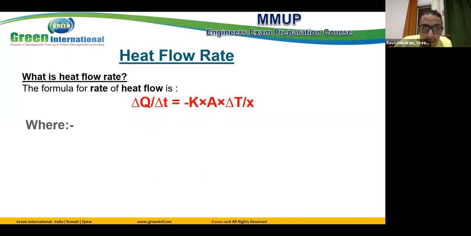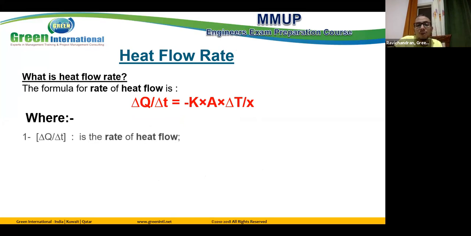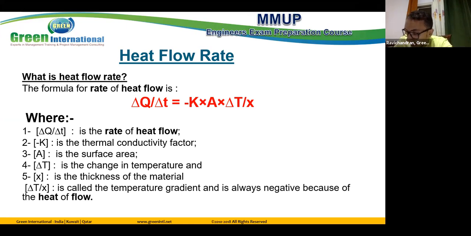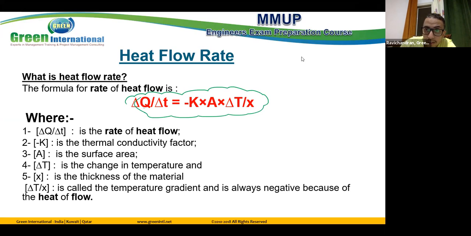So let's see one of the questions for this. First one is for conduction, as you see here. This is the equation. What is this one? This is Q over time. What is Q? The energy. But here we don't study energy. We study what? Heat transfer. So this one is Q dot, the heat transfer rate.